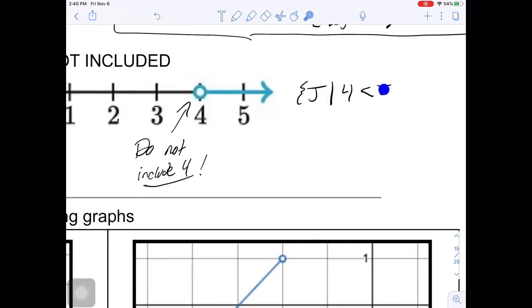Remember, your alligator always wants to eat the bigger thing. And we're not going to put a line underneath here because 4 is not included. But I do have to mention that J can be any type of number we're talking about, any real number. See how any number between 4 and 5 can be included? So any decimal, fraction, irrational, rational number can be included. Okay, so this is known as your set builder notation.